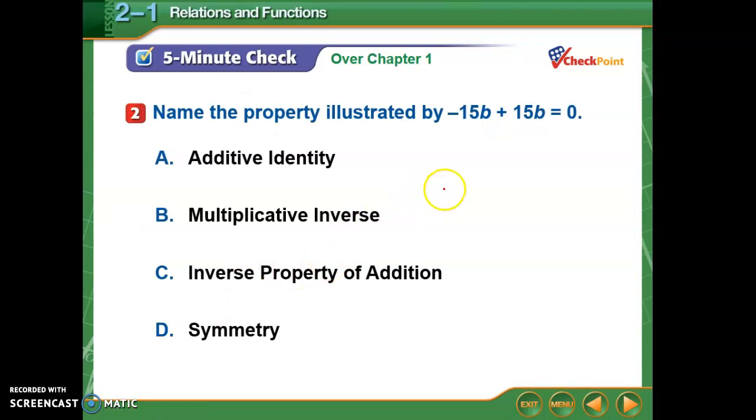Name the property illustrated by -15b plus 15b equals 0. So you've noticed that they have opposite signs and equal 0. So that would be the inverse property of addition.